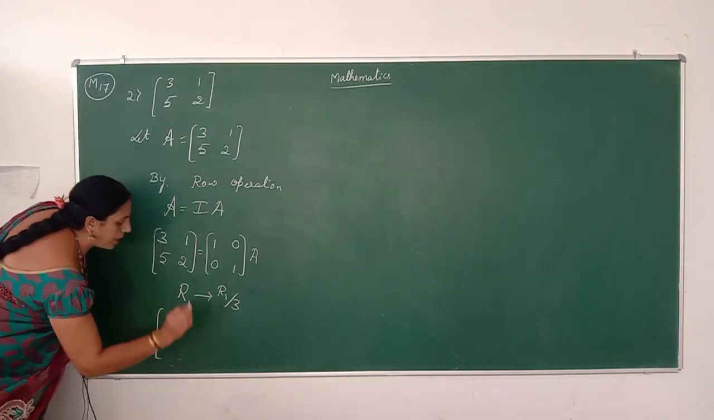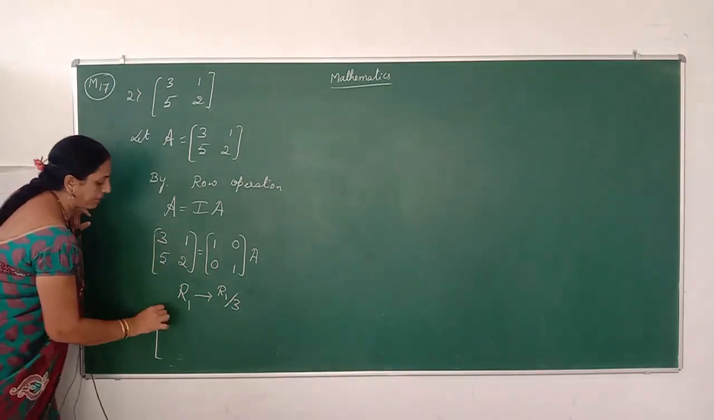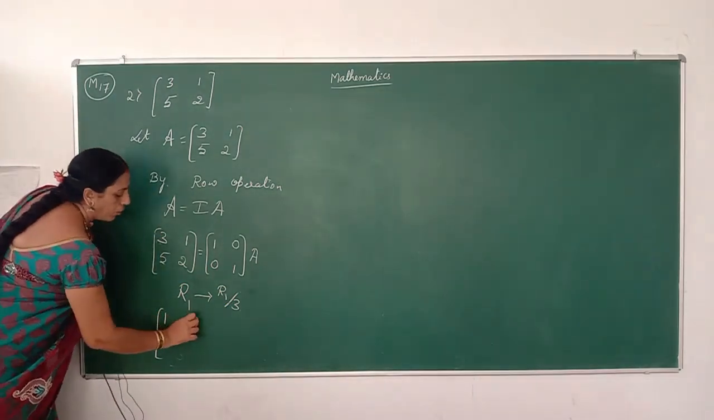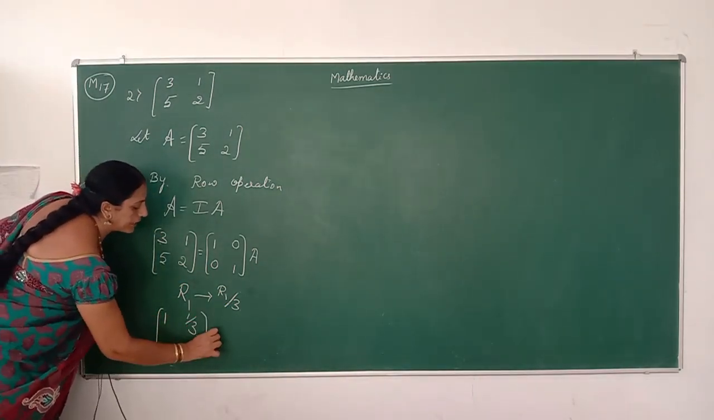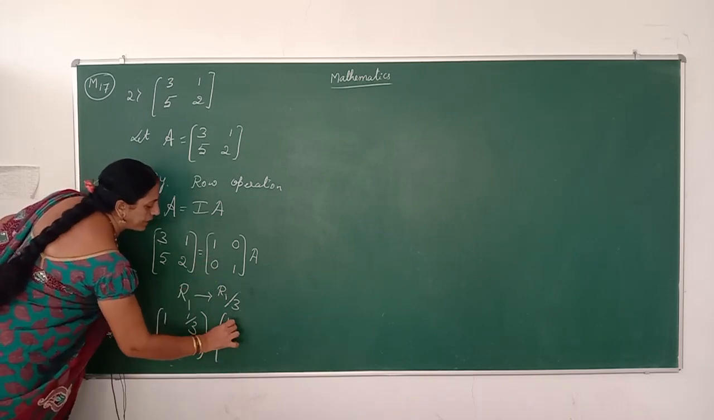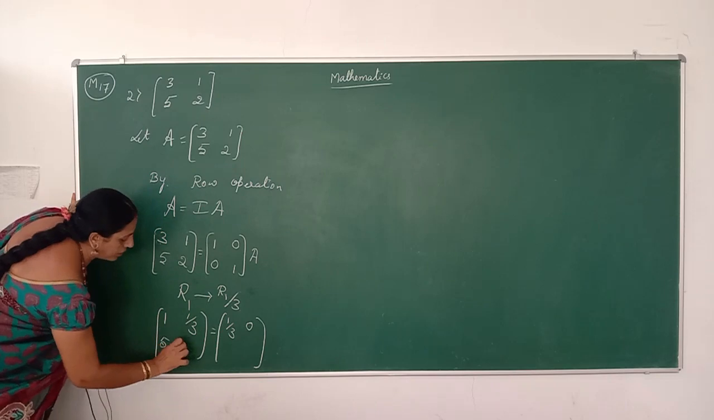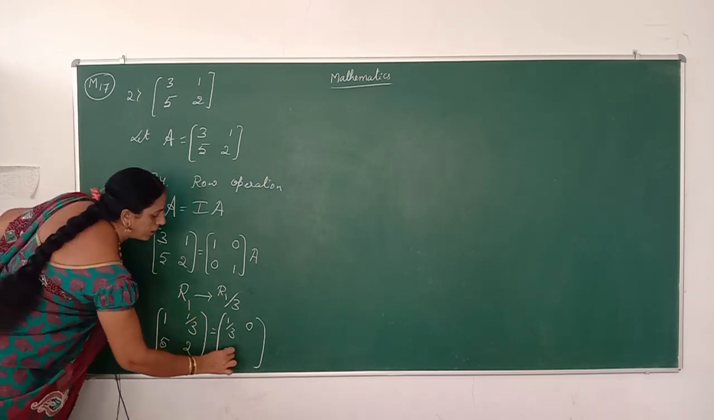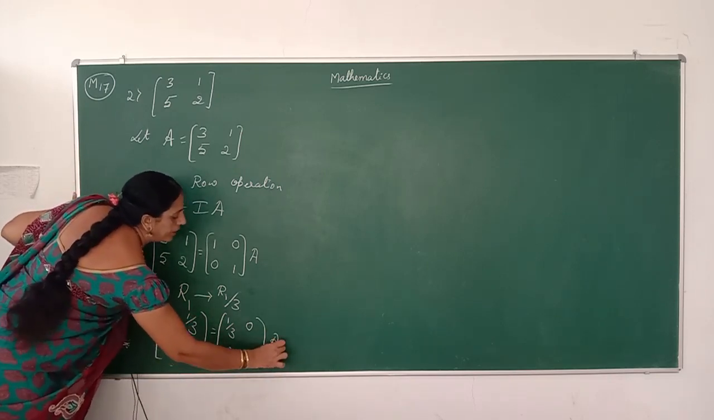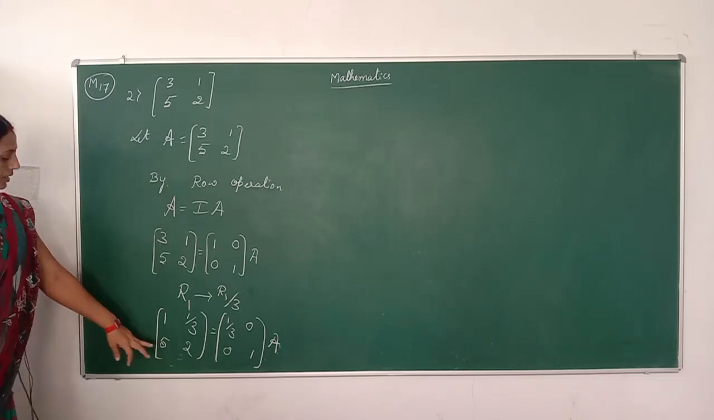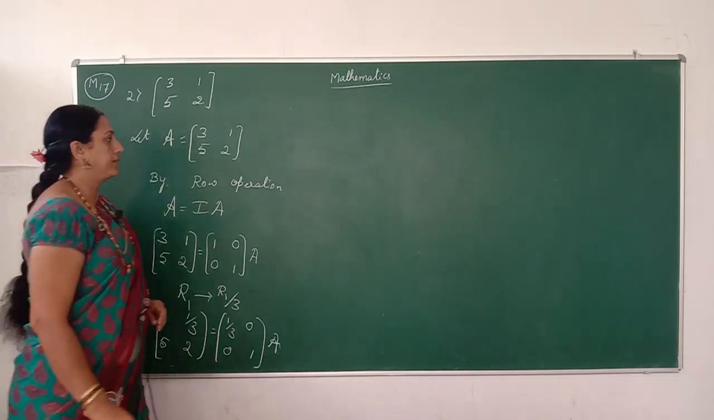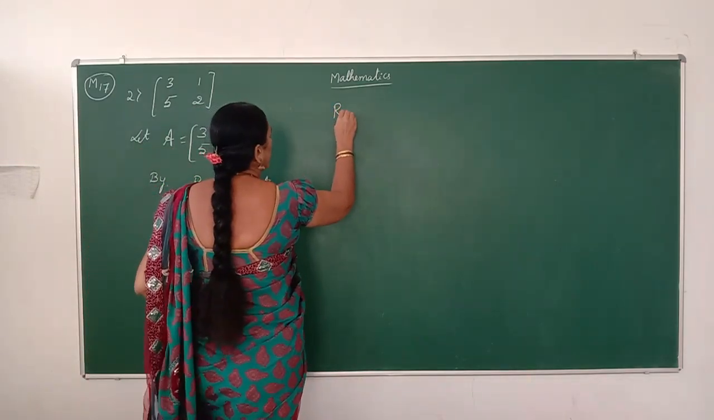Now the first row is divided by 3. 3 by 3 is 1. 1 by 3. Similarly in the RHS, 1 by 3, 0. But the second row does not alter. 5 2 0 1 into A. So after that, the second place is 5, but 5 can be changed to 0.